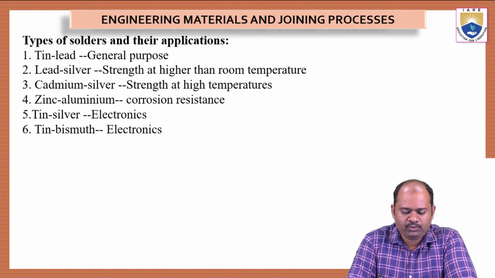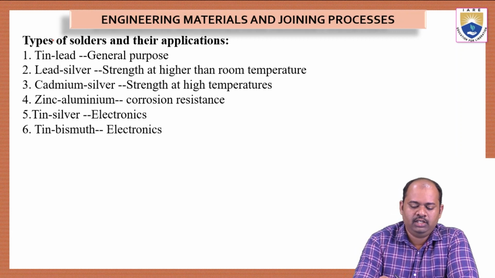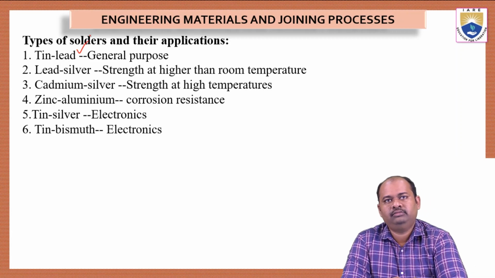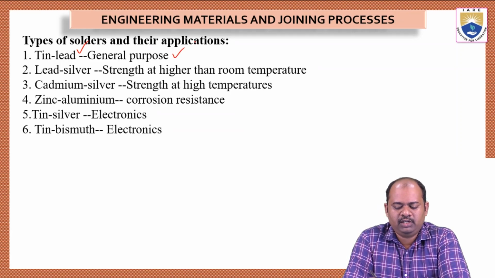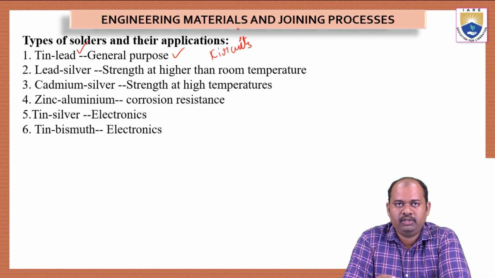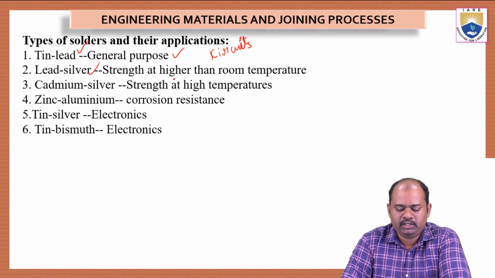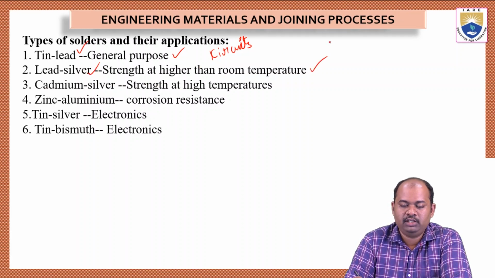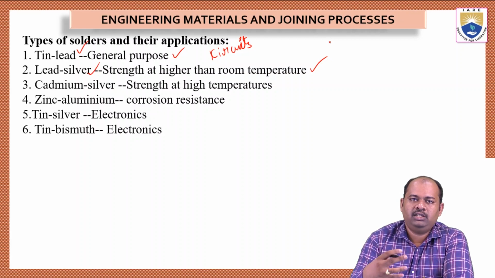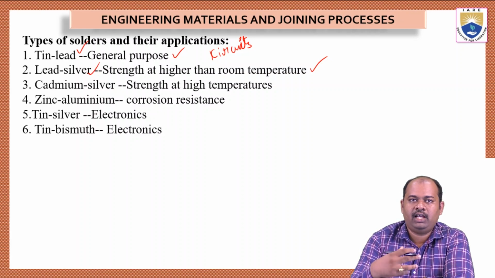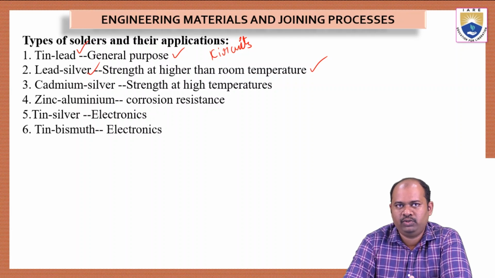Now let us see types of solders and their applications. The first one is tin lead solder, which is general purpose. That means it is used for circuit boards. All circuit boards are prepared or soldered with the help of this material. And then we have lead silver, which has strength at higher than room temperature. So at room temperature, this lead silver has more strength when compared to tin lead.